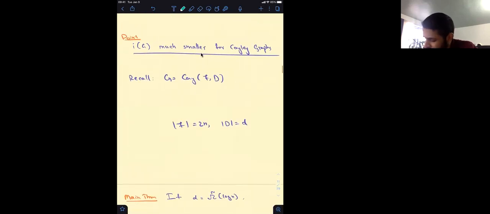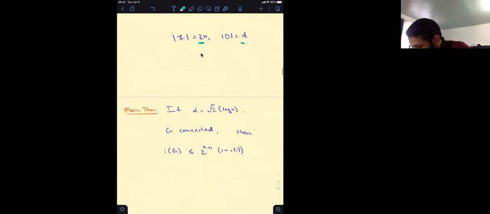So again, G is a Cayley graph on 2n vertices and degree d. The main theorem is that if the degree is large enough, which is at least some log n up to some polylog factors, and G is connected, then the number of independent sets is at most 2 to the n plus 1 times 1 plus o(1).